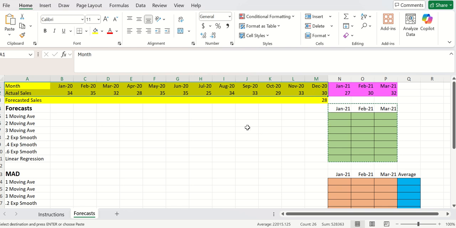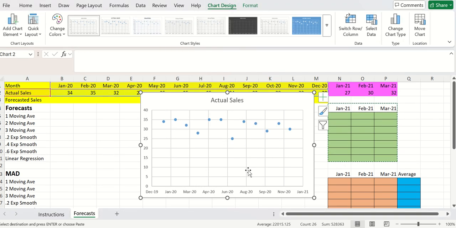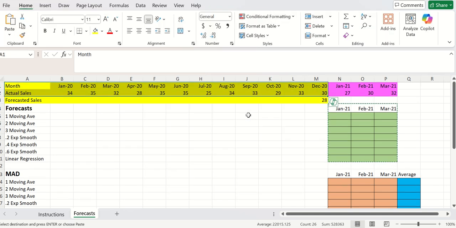So let's start by taking a look at the data. I'm highlighting it, left click drag, insert a scatter plot, and it shows that from January of 20 all the way up through December of 20, it looks like we may have a little bit of a downward slope. However, we never go above 35 and we never go below 25. So we're kind of bouncing around in between here. That gives us a feeling that if I have any forecasts that are below 25 or above 35, it probably tells me I need to look at my math, because something's probably not right. All right, I'm going to get rid of that graph.